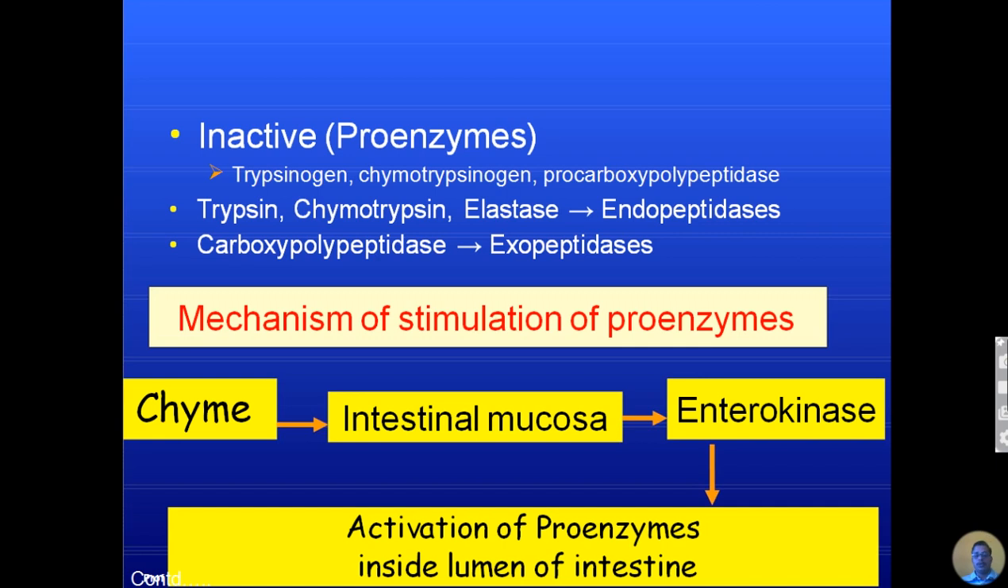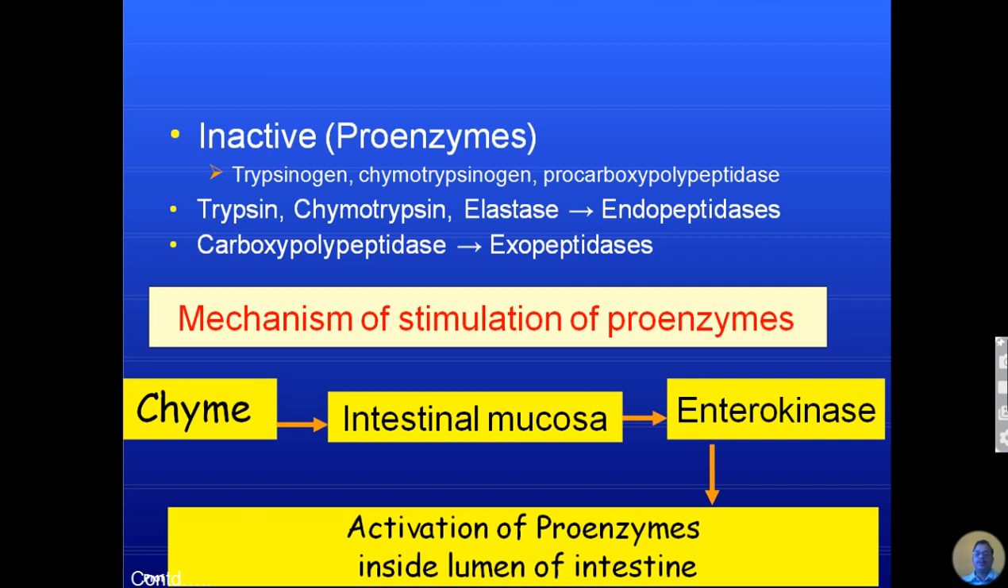That means somehow these pancreatic secretions have to become activated. So I have written on this slide: chyme, intestinal mucosa, enterokinase. Now this enterokinase enzyme is liberated from the intestinal glands.